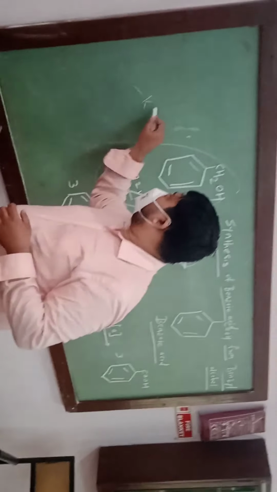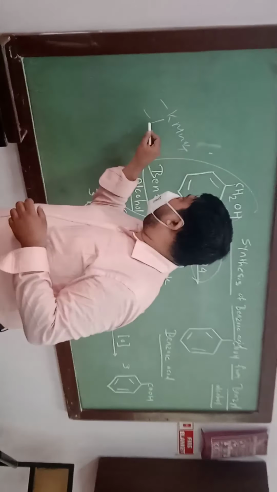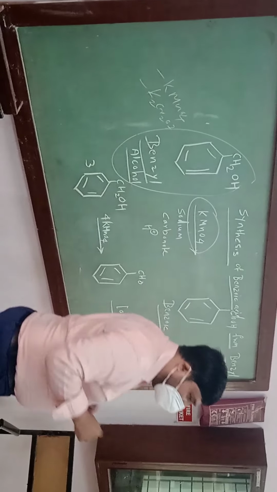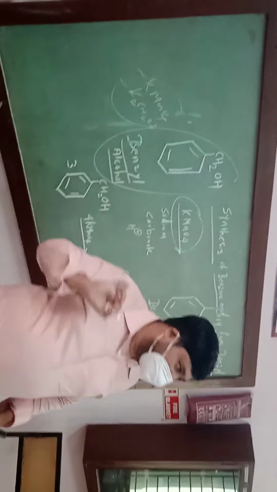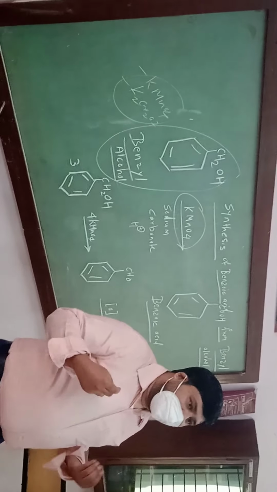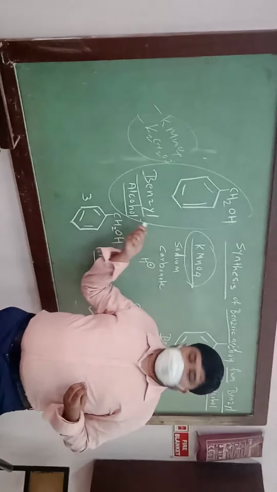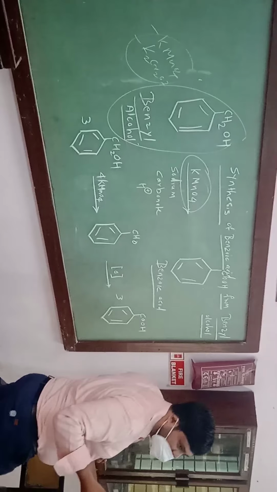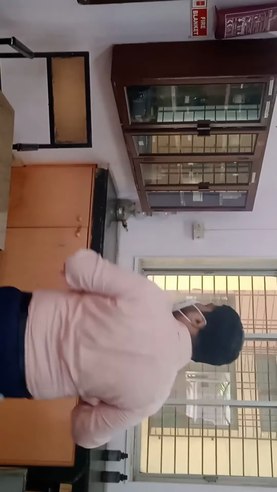We are using an oxidizing agent. When you are carrying out an oxidation reaction, you have to use an oxidizing agent like KMnO4. We are using KMnO4 as the oxidizing agent. For oxidation, generally we use KMnO4 or K2Cr2O7. These are the two oxidizing agents commonly used. So what we are doing today is synthesis of benzoic acid, and our starting material is benzyl alcohol.